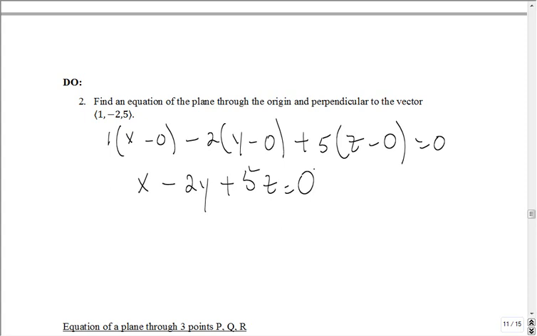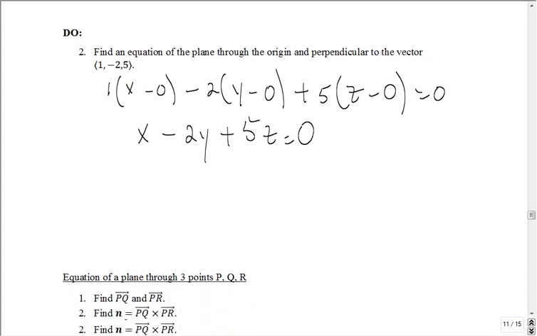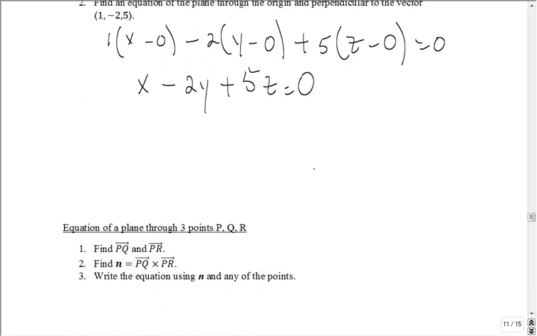Next concept. Let's find the equation of a plane through 3 points P, Q, R. Again, to find the equation of a plane, you need the normal vector and a point. How do you find the normal vector? Use the fact that the normal vector is perpendicular to every displacement vector in the plane. So you find two displacement vectors and that's sufficient. So we can find PQ and PR.